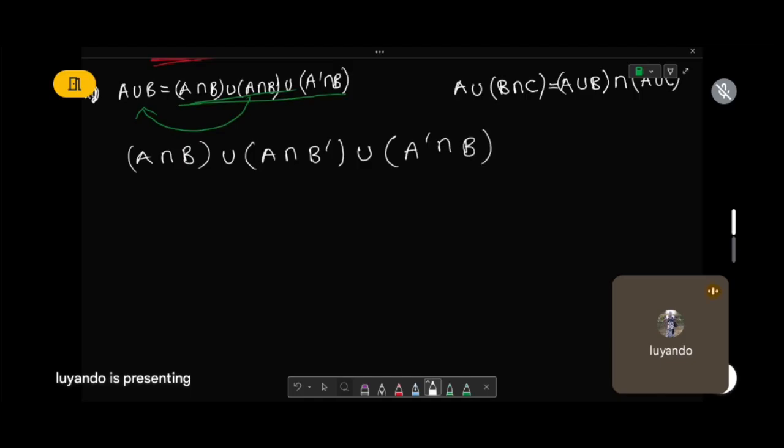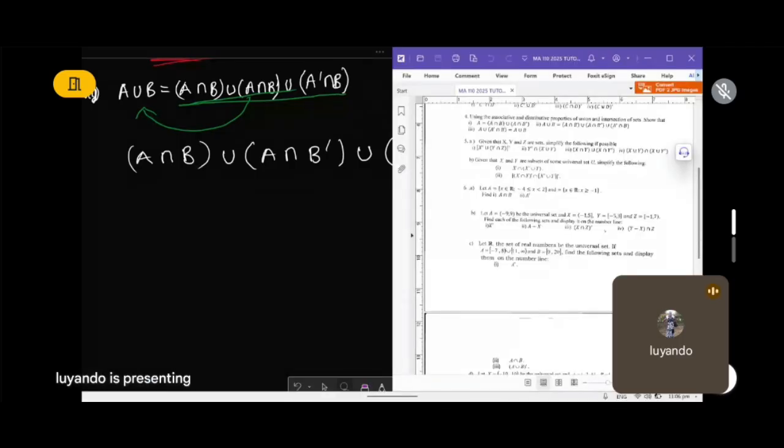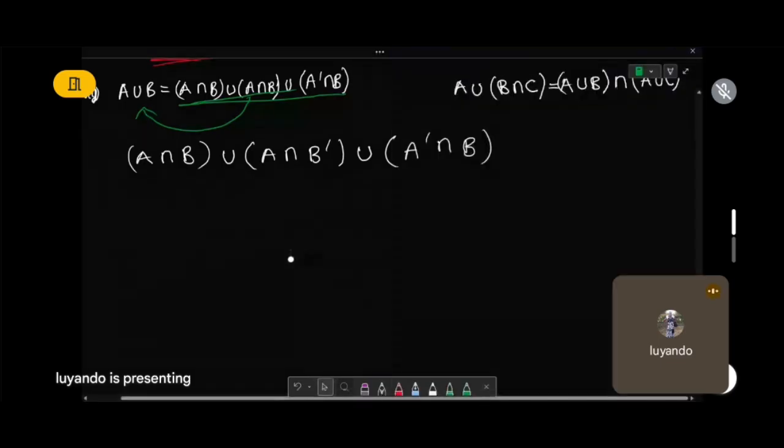Let me see if I've written the correct thing. You might be thinking that you've written the correct thing, and I wrote something totally opposite of what's here. Oh no, yeah, it's correct. It's correct the way I've written it.